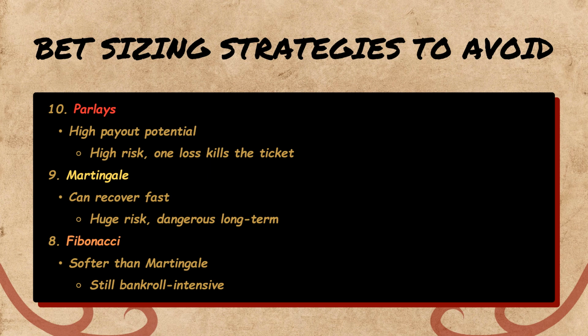Number 10 is going to be parlays. The definition would be combining multiple bets into one ticket. All must win or you win nothing. So you bet $10 on a three-leg parlay at about plus 600. If all three legs win, you turn that $10 into 70. If one leg loses, you made nothing. Some of the advantages to this approach is that it looks sexy on paper, so you can win big off of a small stake, but the disadvantages really outweigh the advantages.